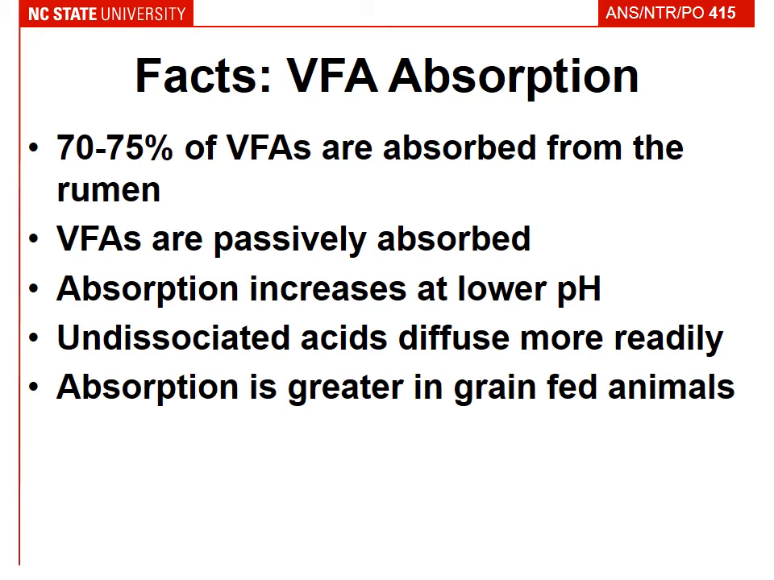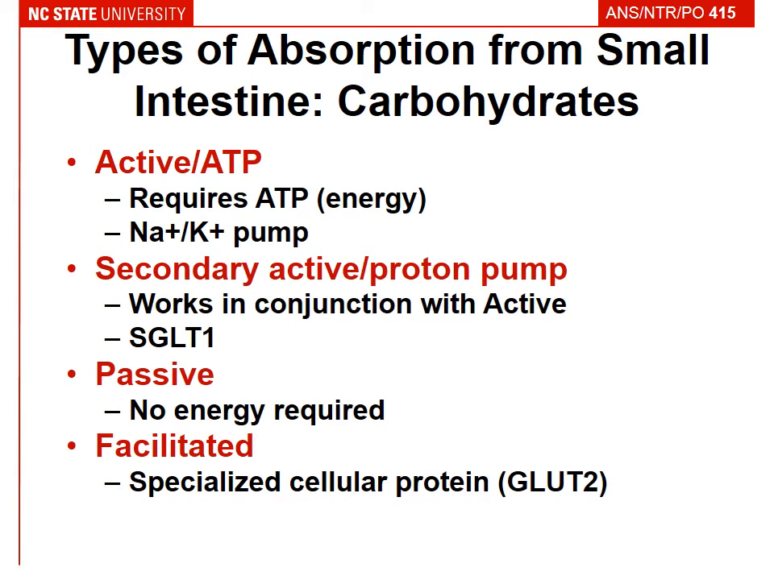The absorption of these volatile fatty acids is much greater in the grain-fed animals, and that's mainly due to the change in the pH. So that lower pH is increasing our absorption, and much of that has to do with the lack of buffers. And we'll get into this in much greater detail later in the semester.